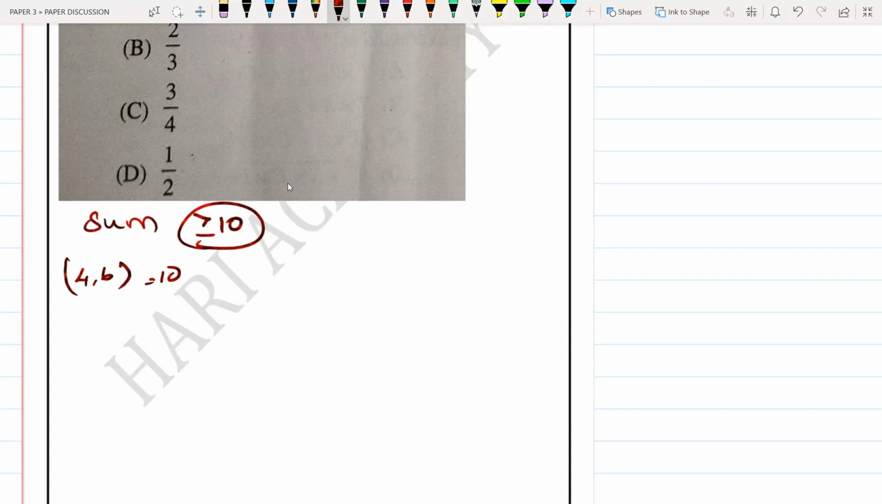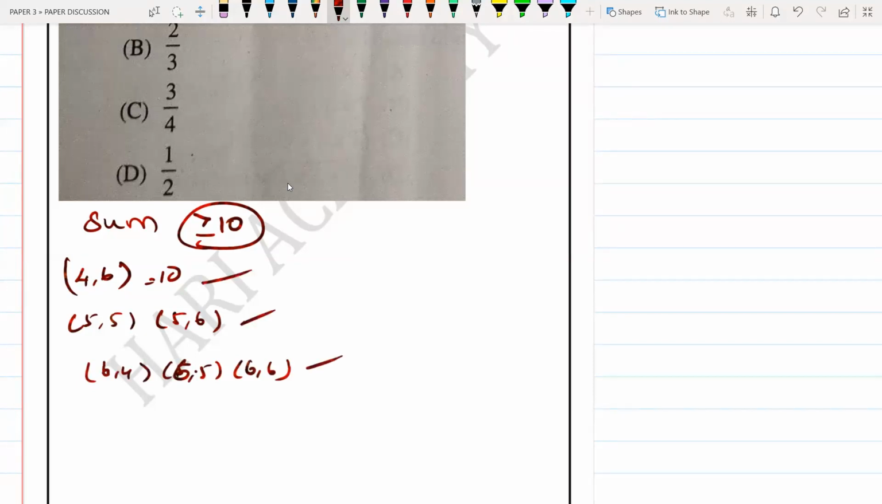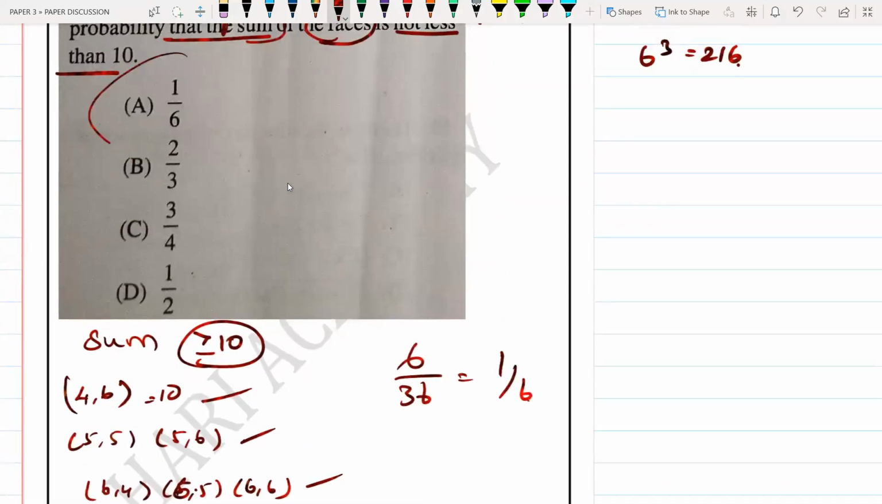So 4 comma 6. Next 5 comma 5. Come on, my dear, do it with me. 5 comma 6. Then 6 comma 4. 6 comma 5. Then 6 comma 6. So total how many sample points? 1, 2, 3, 4, 5, 6. So total 6. So 6 divided by 36, it will become 1 by 6. My final value is option A.